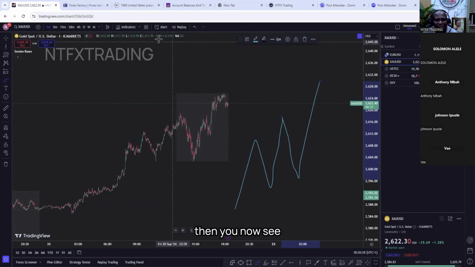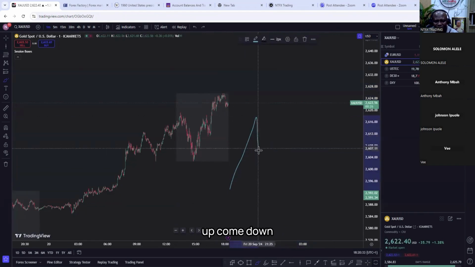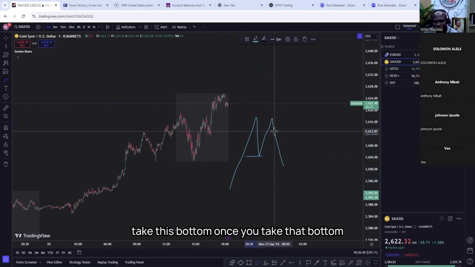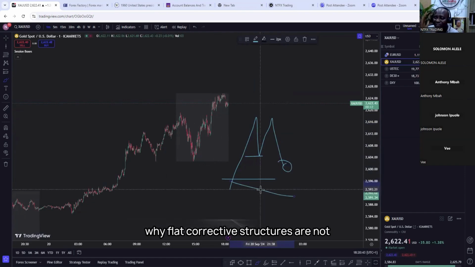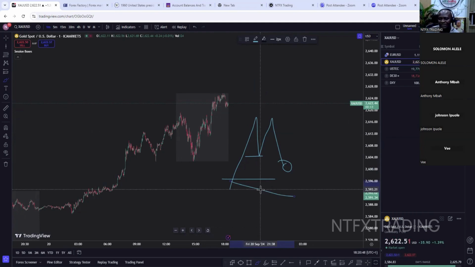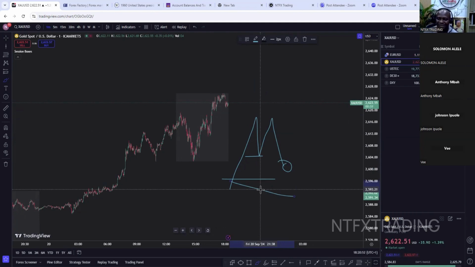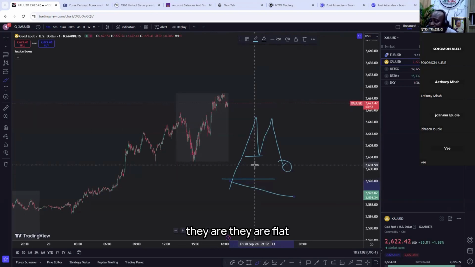Then you see another one will be like this: up, come down small, go up, cannot break the top. This one will now come and take this bottom. Once you take that bottom, get ready. It's not compulsory to get here. Why? Flat corrective structures are not sharp. They will not come to your FIB 75. They will never. This is what is usually called a flat corrective structure.